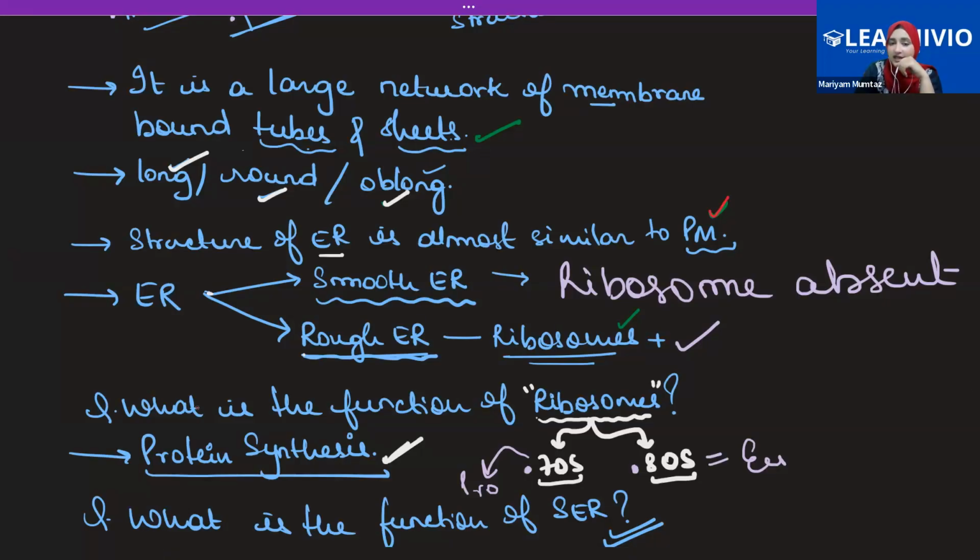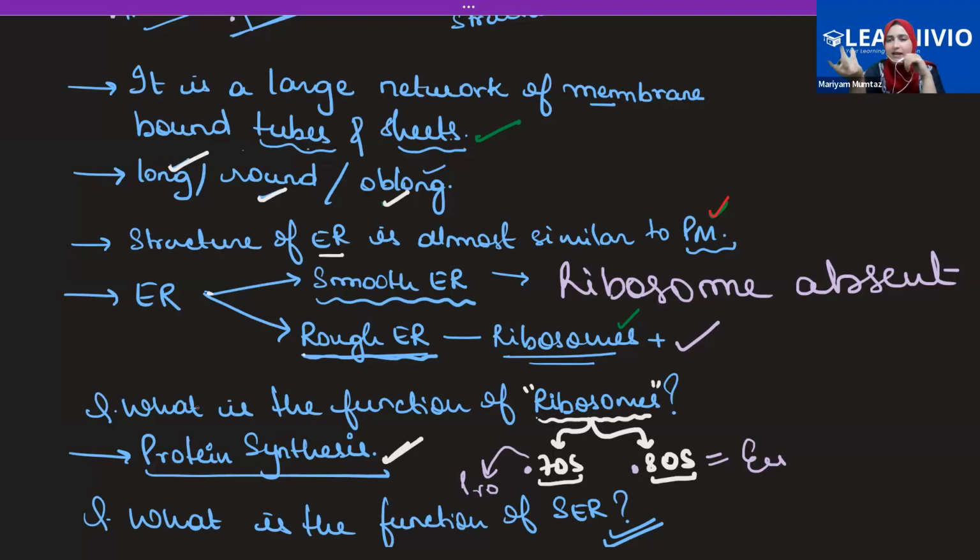Depending upon whether or not ribosomes are present on it, the endoplasmic reticulum is of two types. Smooth endoplasmic reticulum, when ribosomes are absent on them, so it gives a very smooth appearance. And whenever the ribosomes are present on them, it gives a very rough appearance, and that is called the rough endoplasmic reticulum. Right? So smooth endoplasmic reticulum and rough endoplasmic reticulum are the two kinds of endoplasmic reticulum.